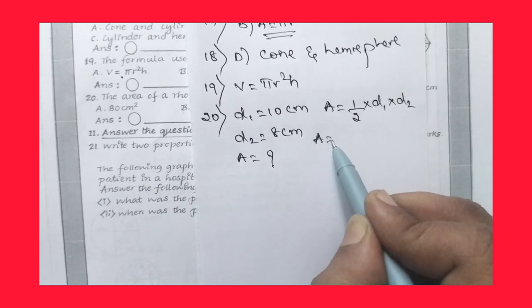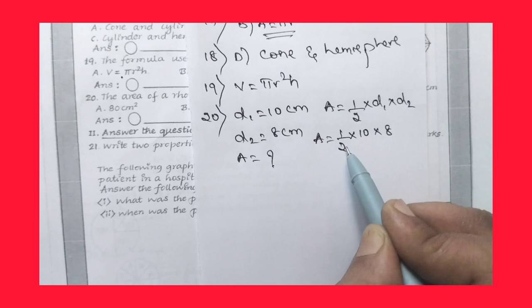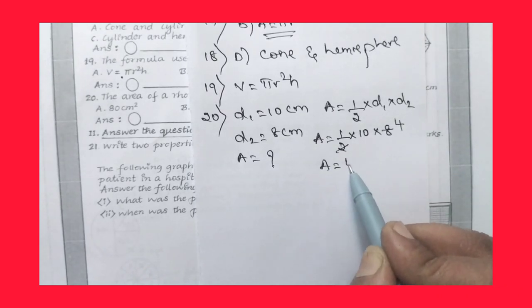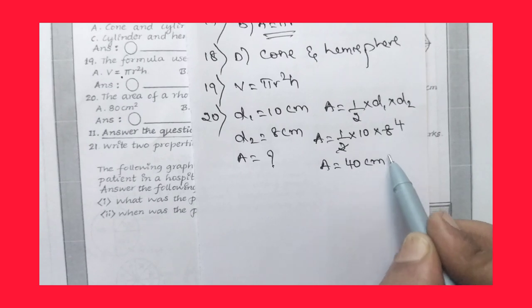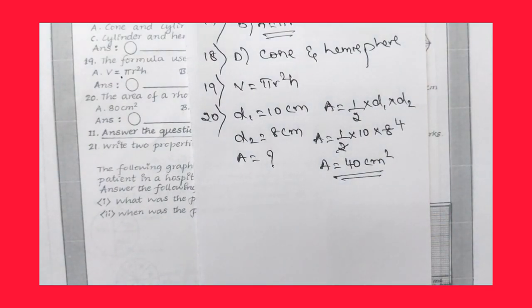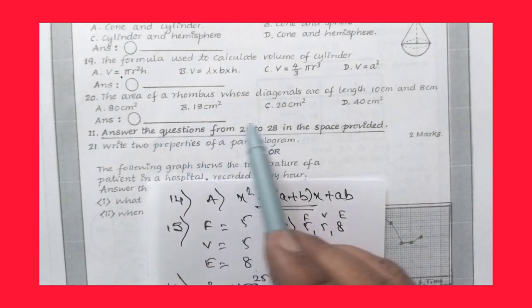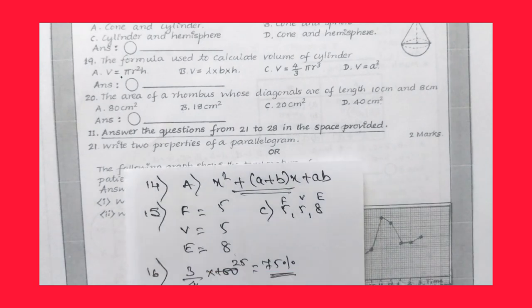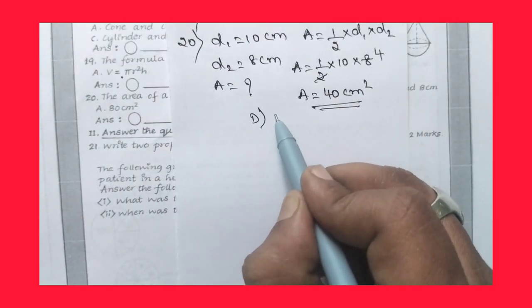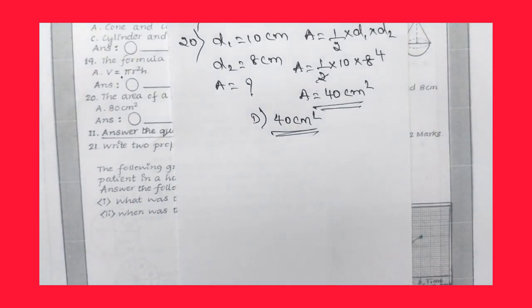So area is equal to half into D1, that is 10, into D2, that is 8. Two ones are two, two fours are eight, so the area is 10 fours are 40. 40 centimeter square is the area of the rhombus. So the right answer is option D, 40 centimeter square, for the 20th question.